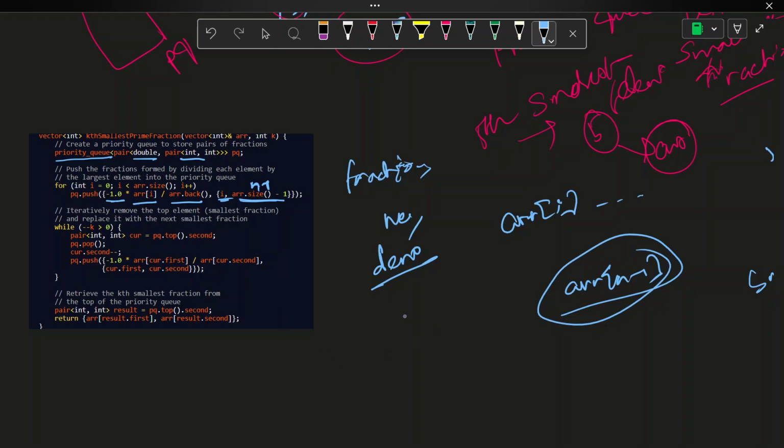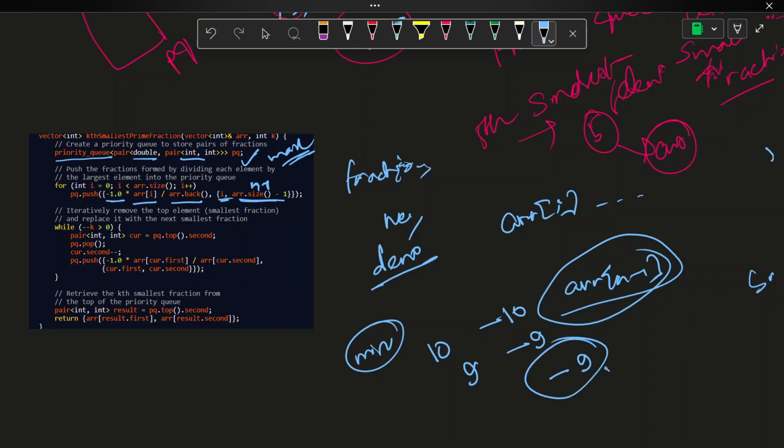Because by default the priority queue is a max heap, and if I want to use it as a min heap, then what I have to do? Like, max 10 is the value and 9. So if I multiply with minus 1, like minus 10 and minus 9, so in the max heap what will come first? Minus 9 will come first. So this is the same way I get the min heap behavior if I don't want to use a min heap directly, right? That's why I am multiplying with minus 1.